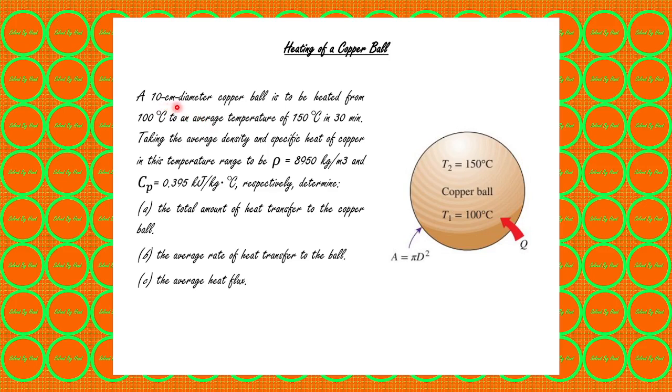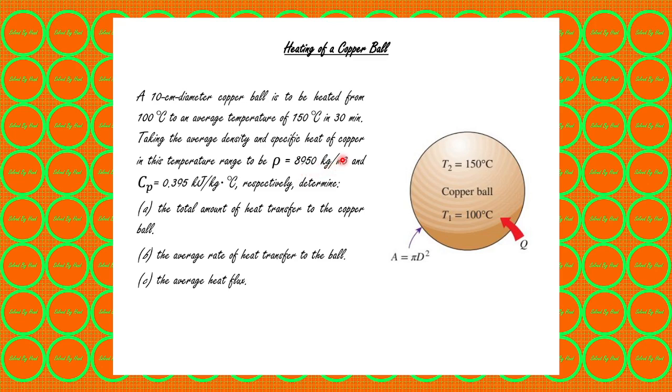A 10 centimeter diameter copper ball is to be heated from 100 degrees Celsius to an average temperature of 150 degrees Celsius in 30 minutes. So we have to heat this copper ball from 100 degrees Celsius to 150 degrees Celsius, during 30 minutes. Taking the average density and the specific heat of copper in this temperature range to be this is the density, the average density of the copper ball.